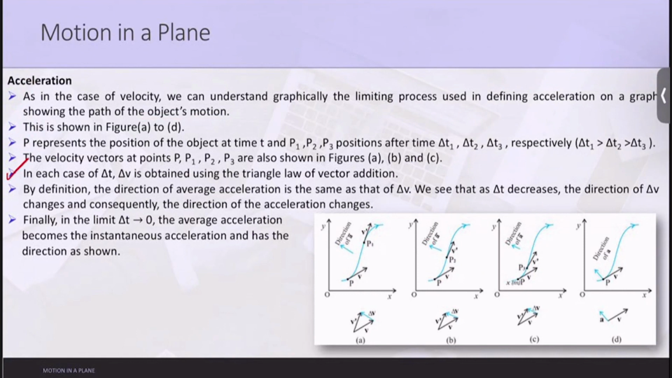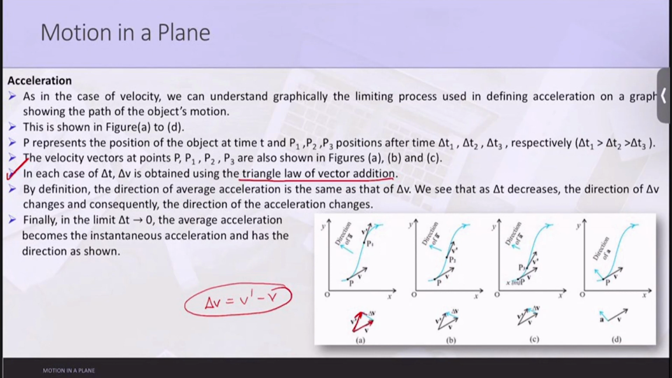Okay, moving on. In each case of delta t, delta v is obtained using the triangle law of vector addition. How are we obtaining delta v? We are obtaining it using the triangle law of vector addition. This is the velocity v, and this is the velocity v dash. Delta v is equal to v dash minus v, correct? So this is a simple example of using vector subtraction.